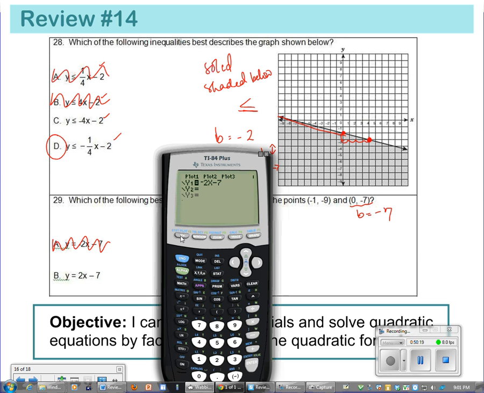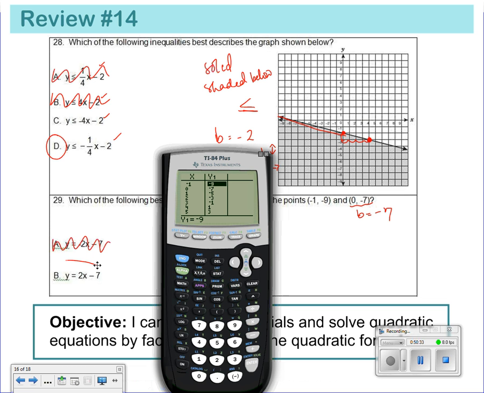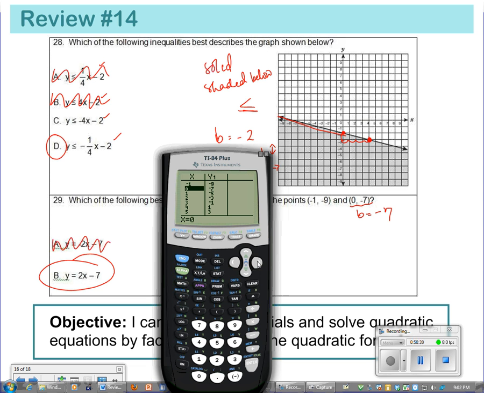I can check B. This should be a positive 2. Let's get rid of the negative. So positive 2x minus 7. Let's check the table and see. When x is negative 1, y is negative 9, that point is on that graph. And so I have my correct answer. I also see my other point, 0, negative 7, which I already knew was there.